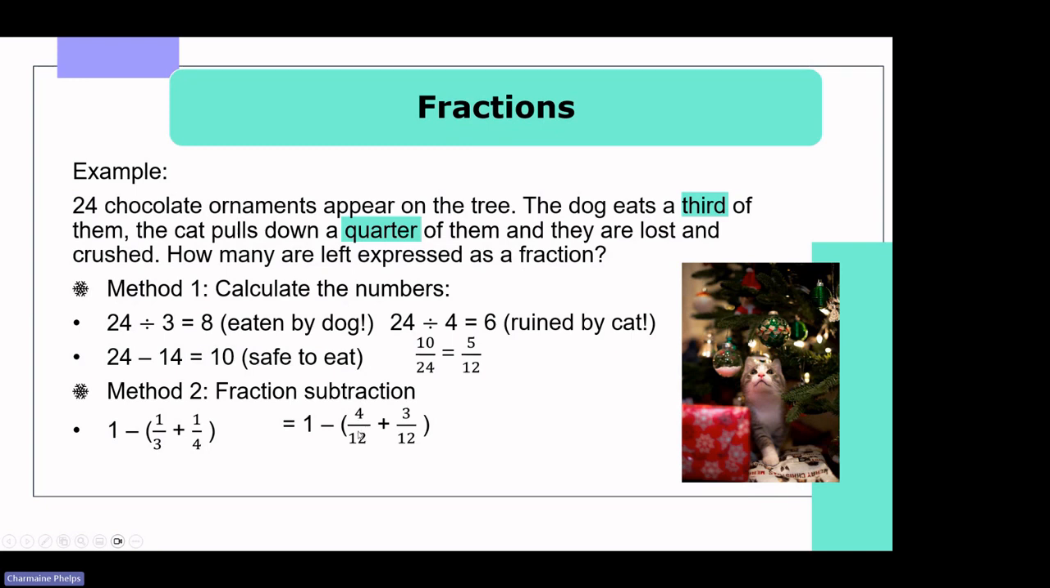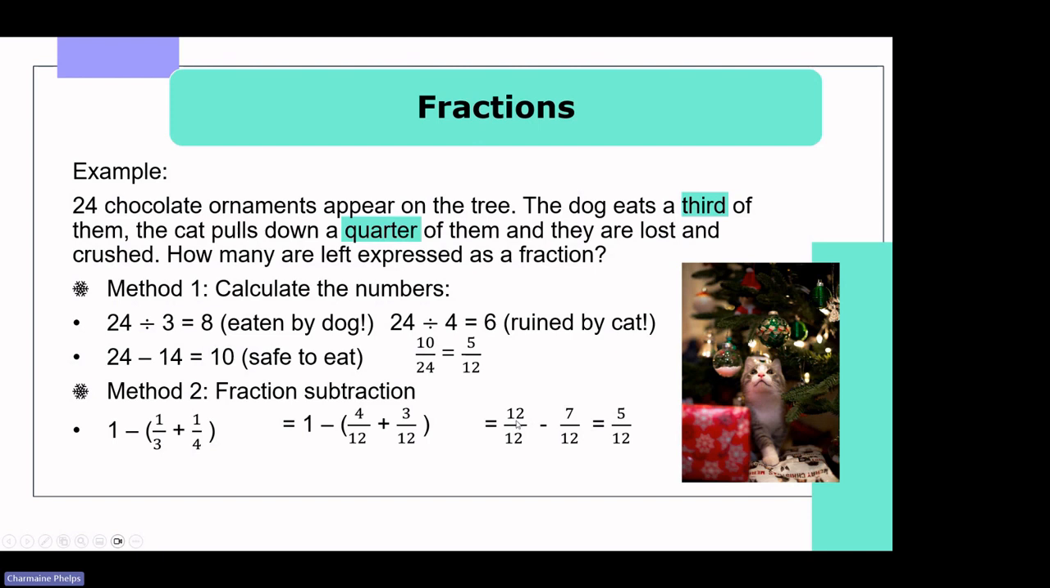I've now got 4/12 plus 3/12 because I multiply the bottom by 4 to get to the 12. Therefore, I multiply the top by 4. As long as I do the same to the top and the bottom, that makes it equivalent. And similarly for the quarter, I multiply the bottom by 3, and therefore I multiply the top by 3. So I then have, and 1 is no good as well because I need it to be written in the same format.